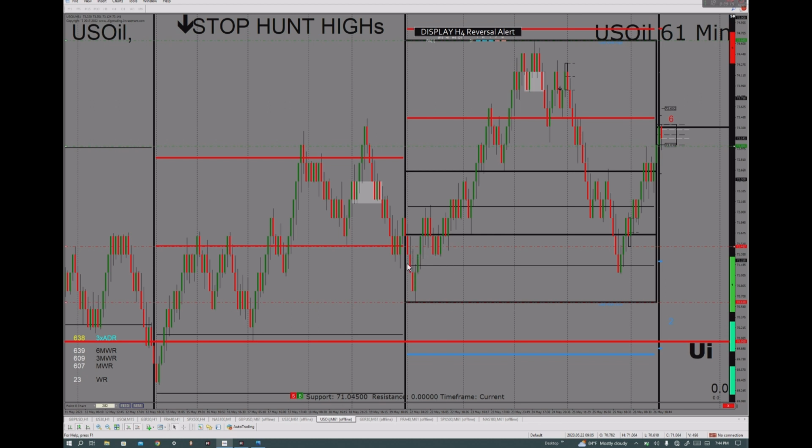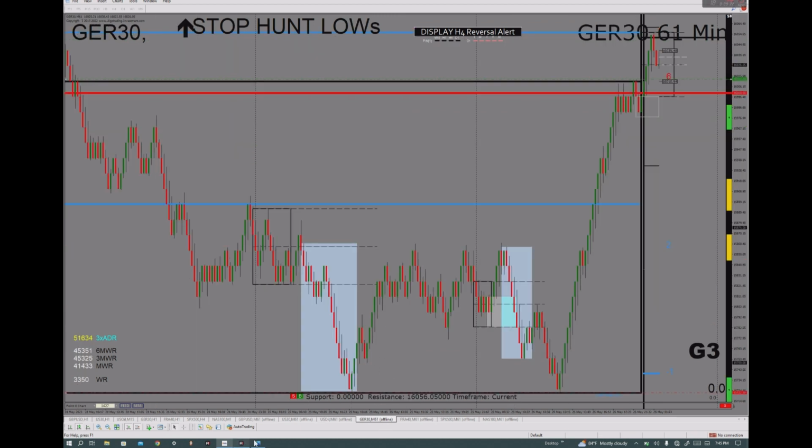Yes, we could have sold. Yes, we could have bought that. That's good. That's Gucci. But I'm just saying, when we're looking for pristine setups, this is something that I'm looking for. I'm looking for something like this. This is the low of the week trap, the current low of the week.